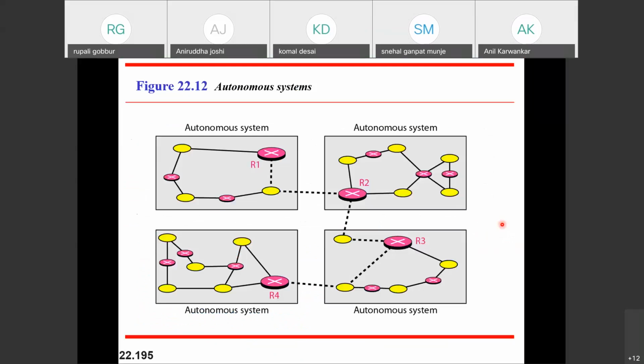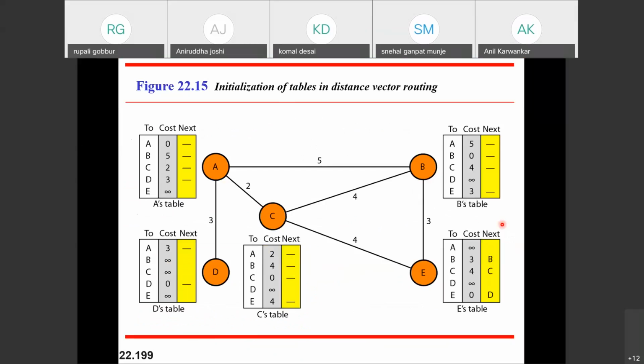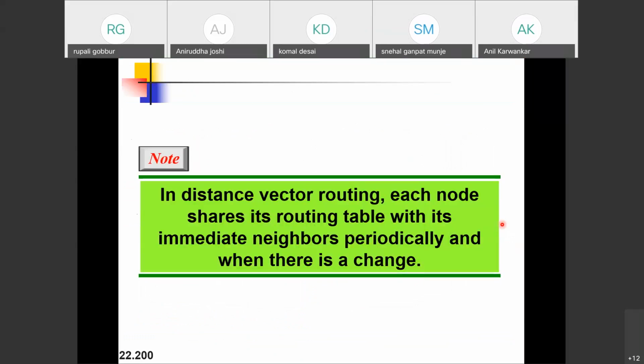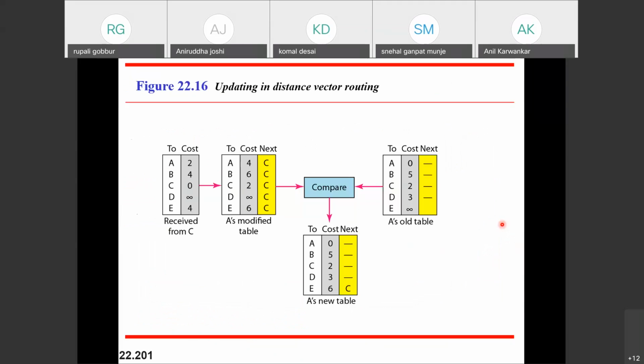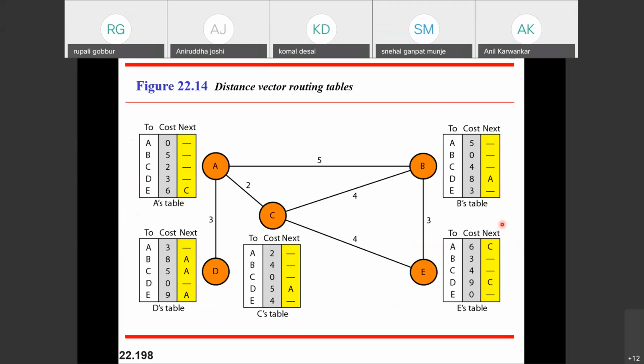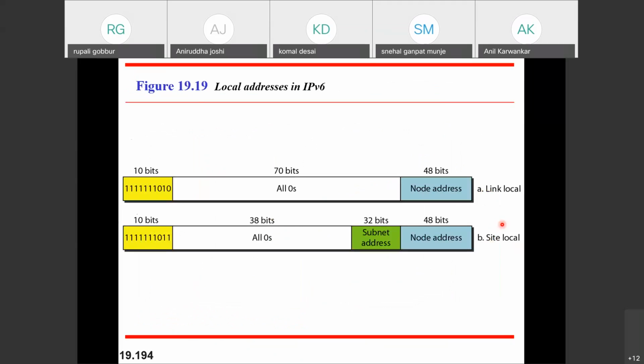I think this much information is sufficient for our computer communication network, CCN. We'll see distance vector routing in the coming lectures, the routing that is suitable for IP configuration.